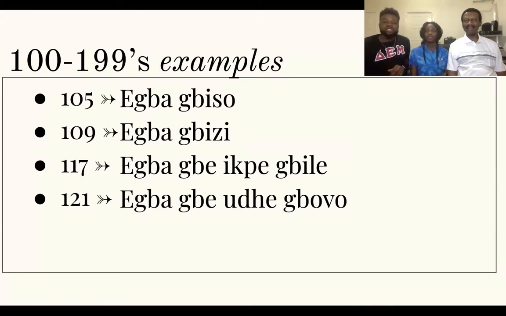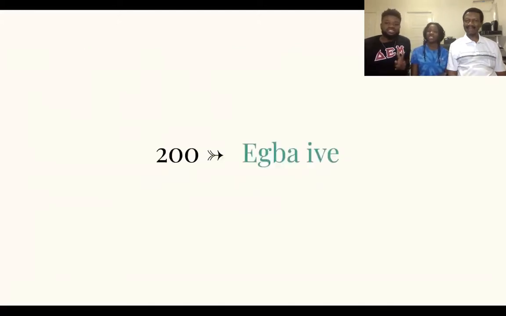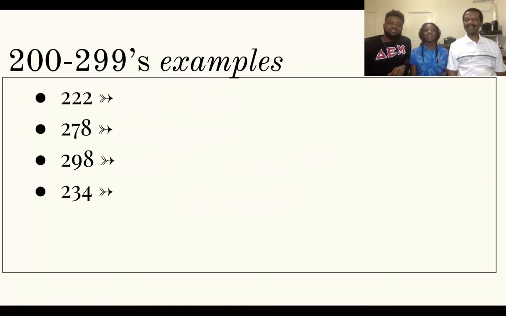Now we're going to move on to the 200s. As you can see, 200 is Egba Ive. Egba Ive simply means 100 in two places. Egba is 100, Ive is 2. And now for some examples.